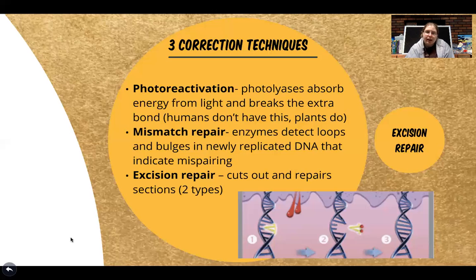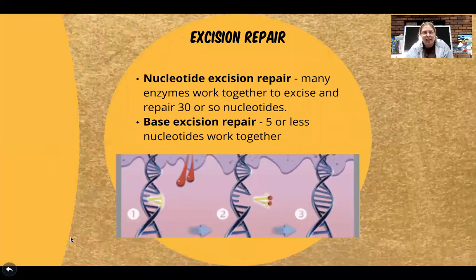We also have what's called excision repair. There's two types of these, and this will actually cut out sections of the DNA and repair it in sections. So instead of just looking at one or two mismatched bases, it's going to actually look at sections that need to be replaced. So let's talk about a couple examples of that.